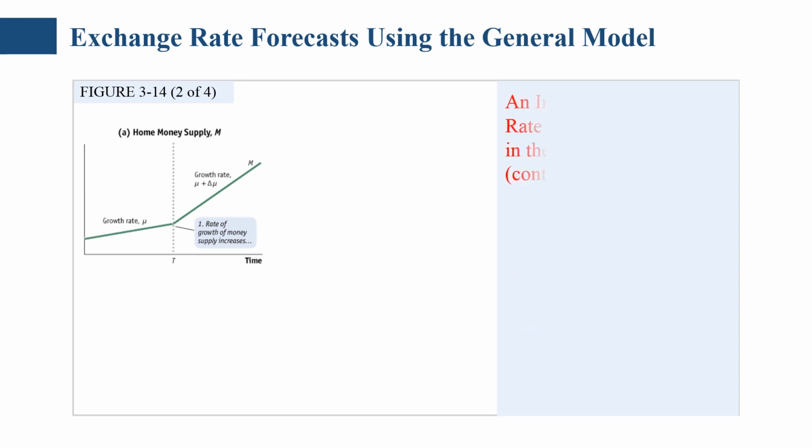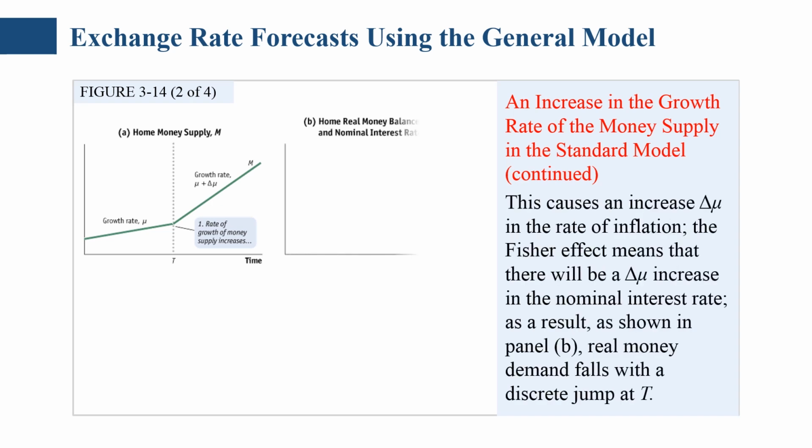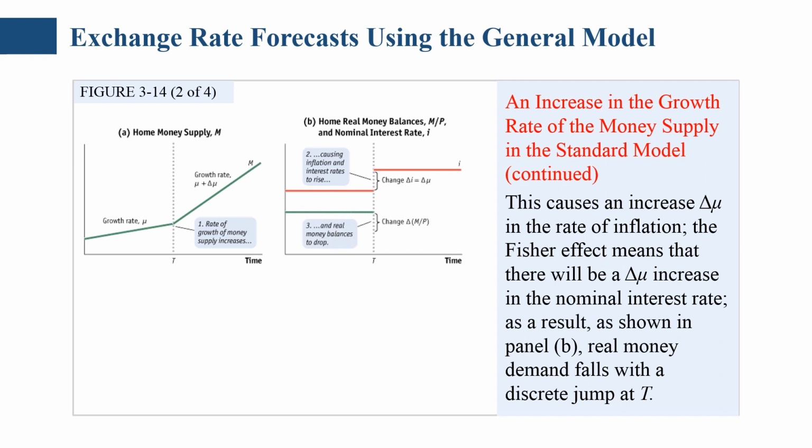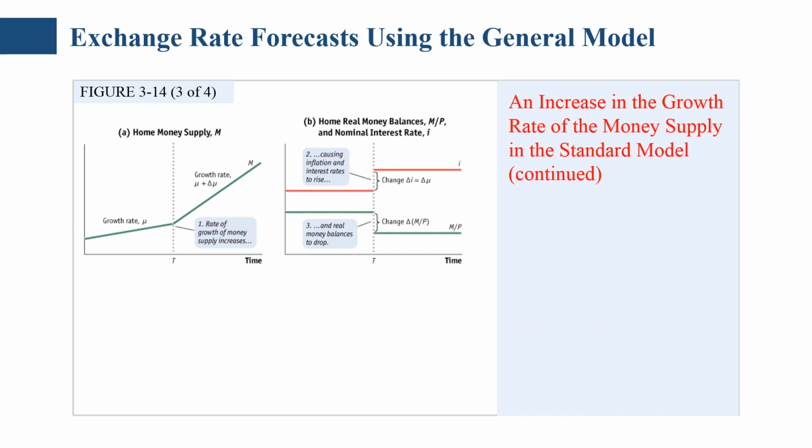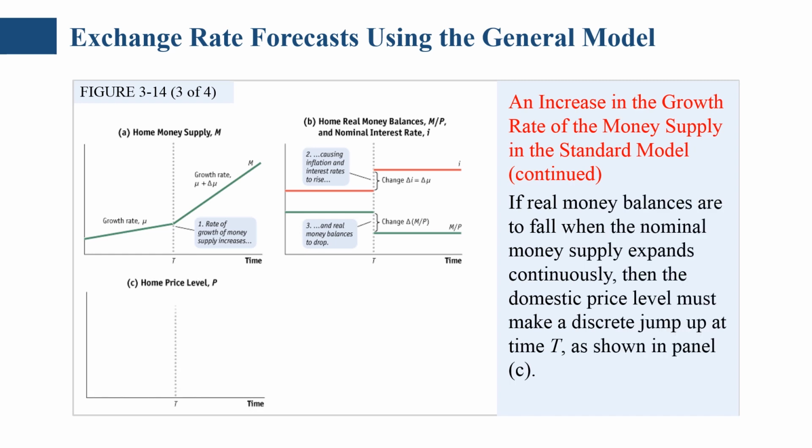This causes an increase of theta mu in the rate of inflation. The Fisher effect means that there will be a theta mu increase in the nominal interest rate. As a result, as shown in part B, real money demand falls with a discrete jump at time t. If real money balances are to fall when the nominal money supply expands continuously, then the domestic price level must make a discrete jump up at time t, as shown in part C.